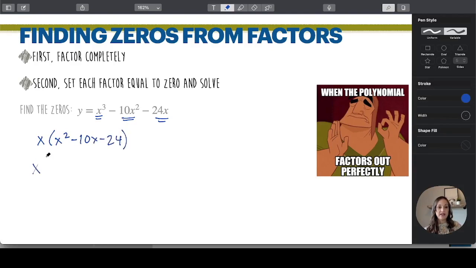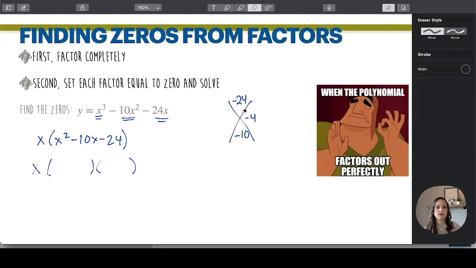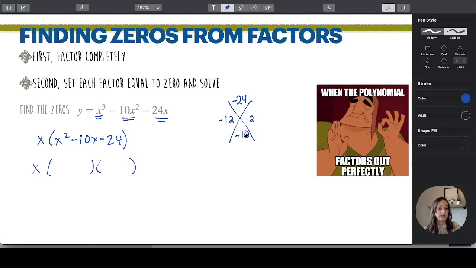So I'm going to bring down the x, and then this also will factor. So you want to know what multiplies to give you negative 24, but adds to give you negative 10. Well, negative 6 and negative 4 give you negative 10, but that will give you a positive 24, so that wouldn't work. Negative 12 and 2 will work. Negative 12 plus 2 will give you negative 10, but negative 12 times 2 gives you negative 24. So it'd be x minus 12 and x plus 2.